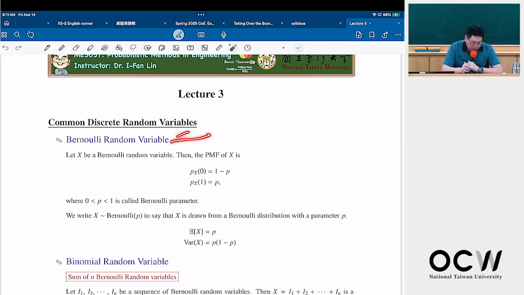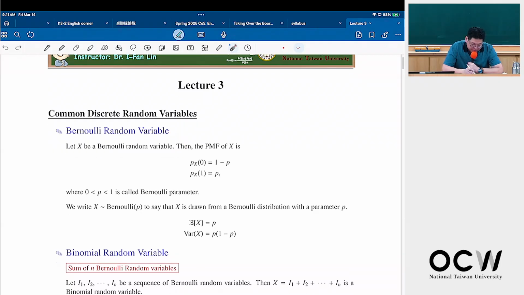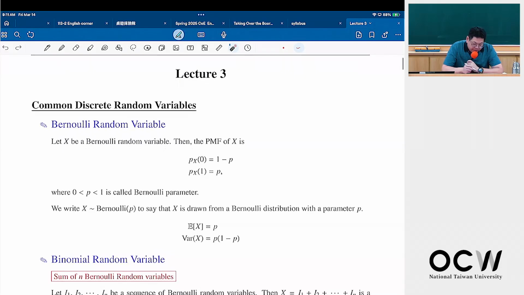What is a Bernoulli random variable? When you've done those common random variables, you need to know how to express the PMF, and what the expectation and the variance are. For the Bernoulli random variable, the PMF is either 1 minus P or P. Bernoulli means you only have two choices, either head or tail, or 1 or 0, or on and off.